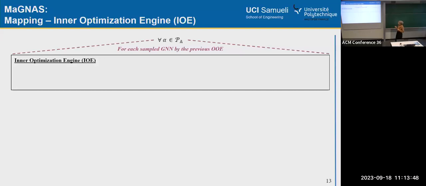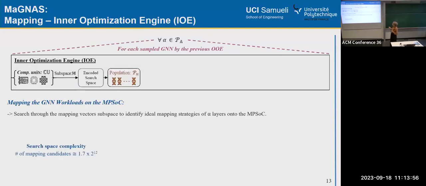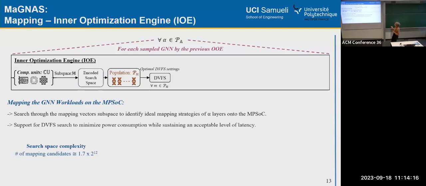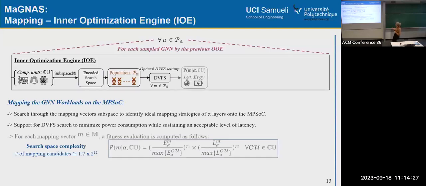For the inner optimization engine, which is the second component, we're going to run this engine for each sample GNN generated by the previous outer optimization engine. The mission here is to search through the space of mapping vectors in order to identify ideal mapping strategies for all the GNN workloads on the computing list of the MPSoC. We also add support for DVFS, or dynamic frequency scaling, in order to scale the operating frequencies on the components of the SoC to get more energy gains.